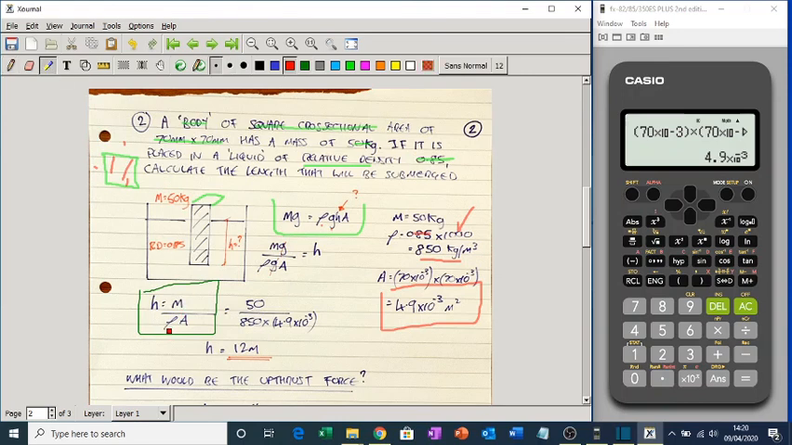So just mass over density over area. There's my mass, there's my density, and there's my area. So let's do it this way then, 50, I get the brackets correct, 850, close that bracket, times by 4.9, minus 3, close that bracket, close that bracket. This should give us 12. Ta-da! 12 meters. So this height here, it's floating, submerged 12.